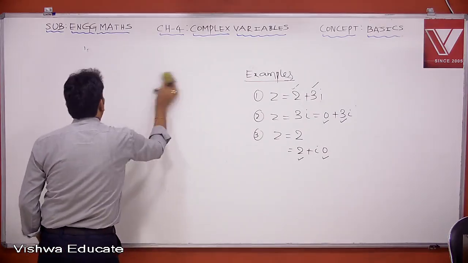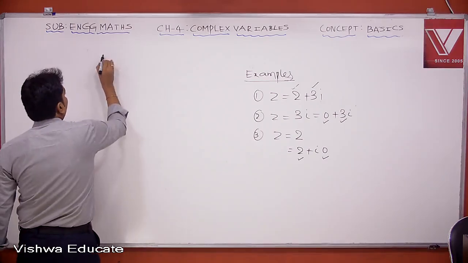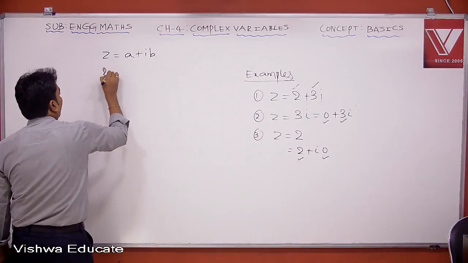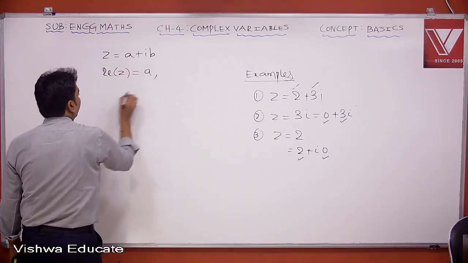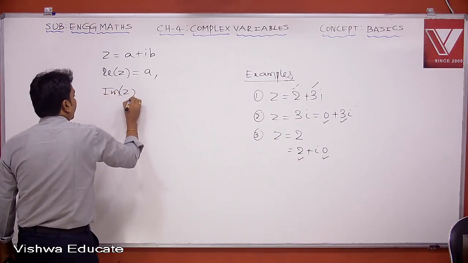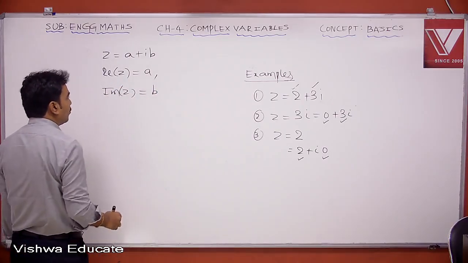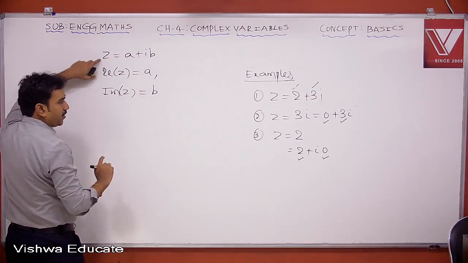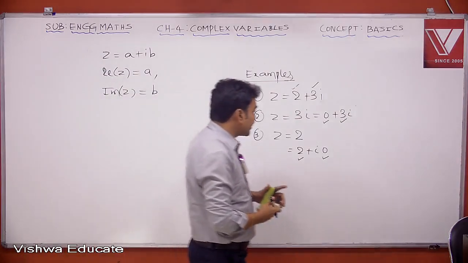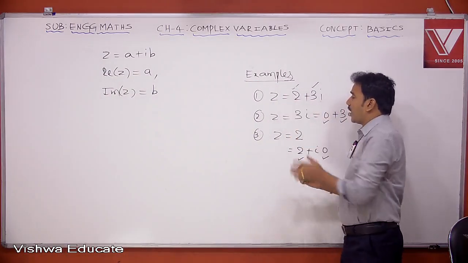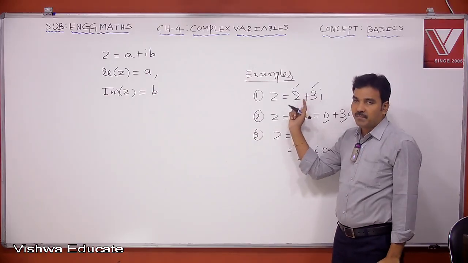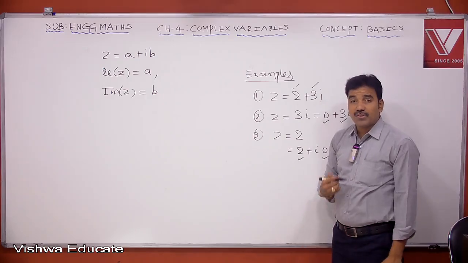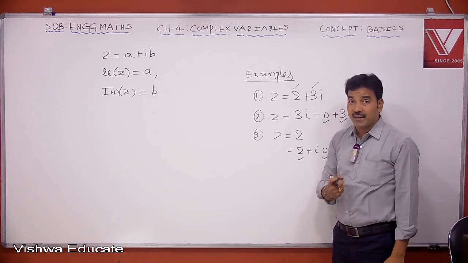Now let me make some comments on real and imaginary parts. So I have a complex number z equal to a plus ib. What is my real part? Re of z equal to a. What is the imaginary part? Im of z equal to b. Now in this case, I have a non-zero real part as well as a non-zero imaginary part. But when you look at this, here the real part is 0. When the real part is 0, such complex numbers are called purely imaginary complex numbers.